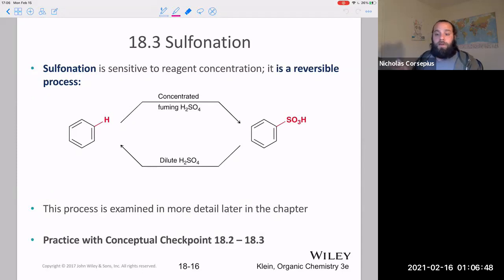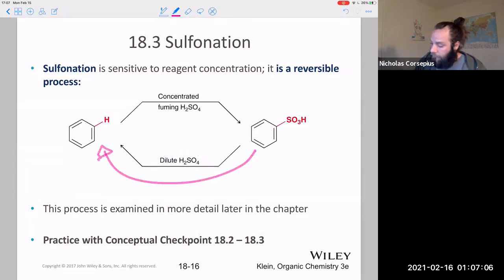This is one of the only electrophilic aromatic substitution reactions that's readily reversible. So by using concentrated hot or fuming sulfuric acid, I can get my sulfonation product. If I use dilute sulfuric acid, I can actually knock that group off, taking me back to just my normal benzene. This is going to be key later on in the chapter, but just make note of that now, that we can reverse this reaction.